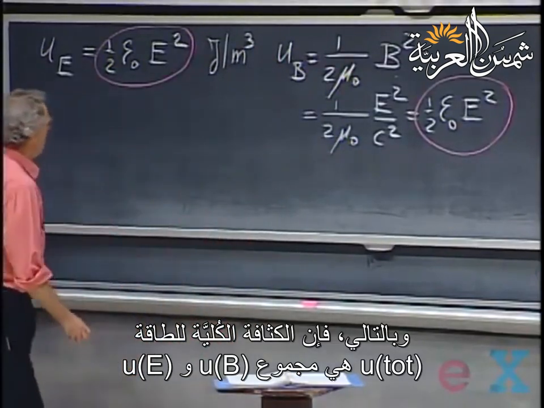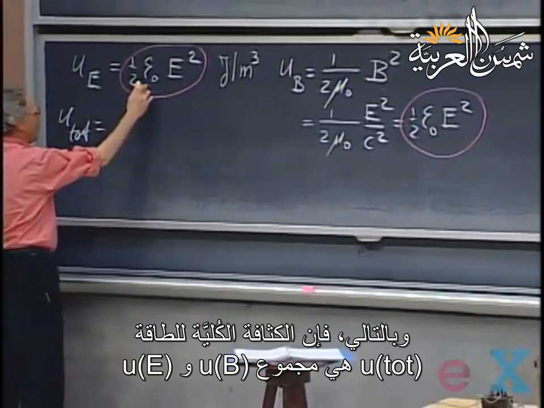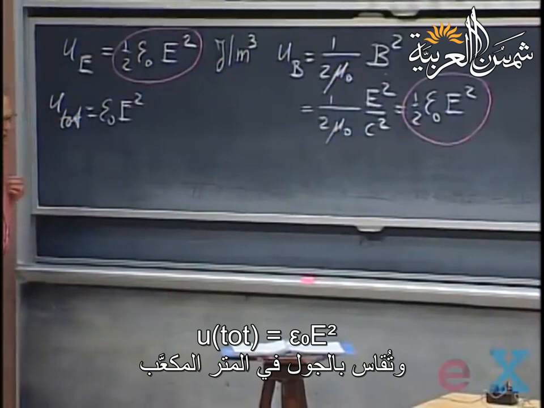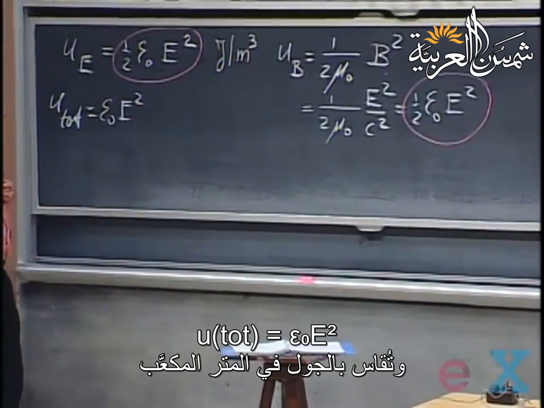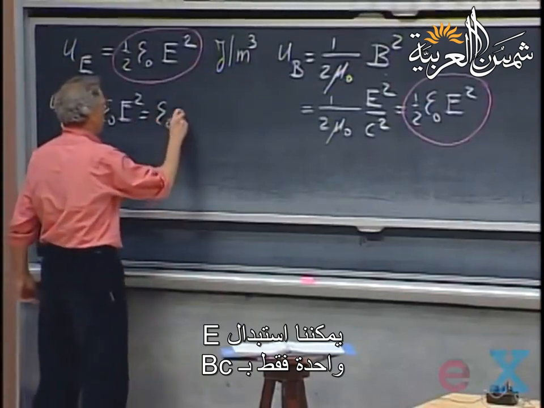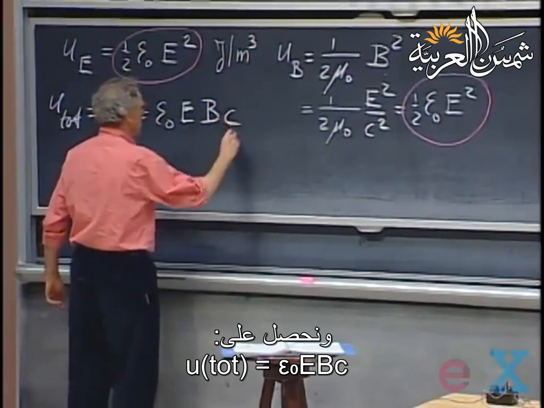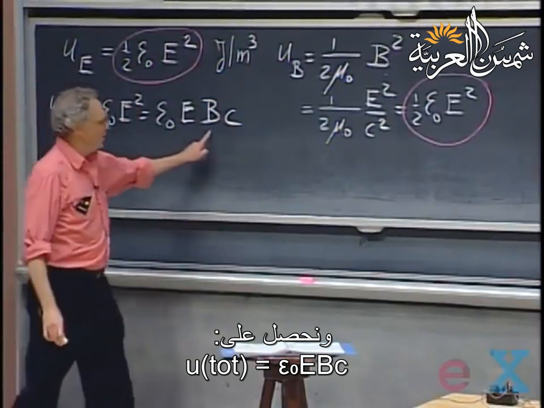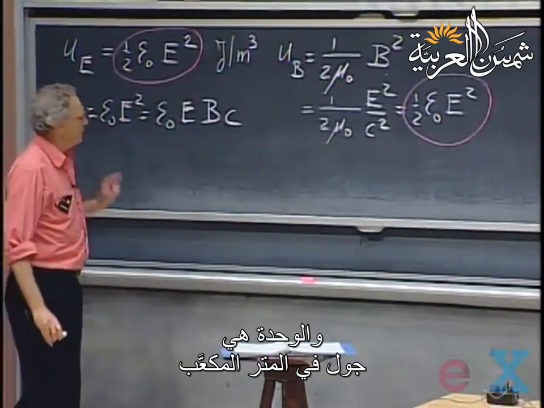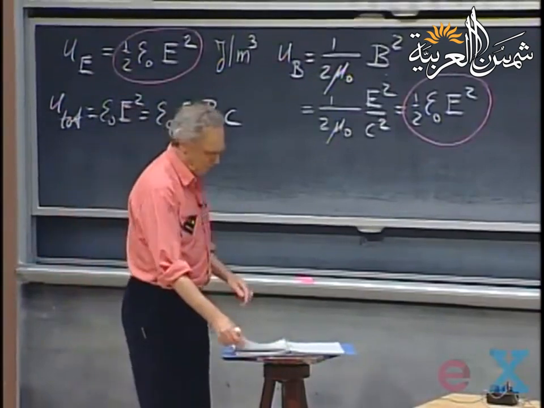So the total energy density is the sum of the two. So I double this one so that it's epsilon 0 E squared joules per cubic meter. And of course, I can also write for that one E, and then for the other I write B times c. So I write for E, B times c. So this is again in joules per cubic meter. Yeah, I'm happy with that. That's fine.